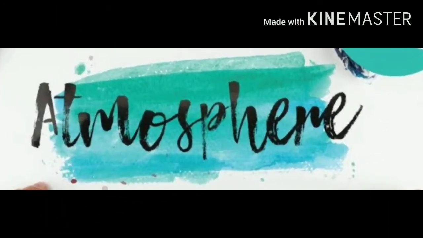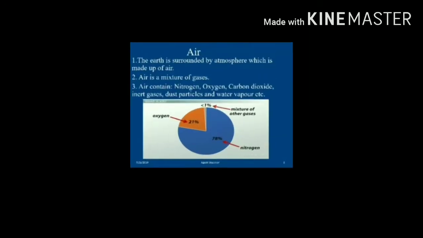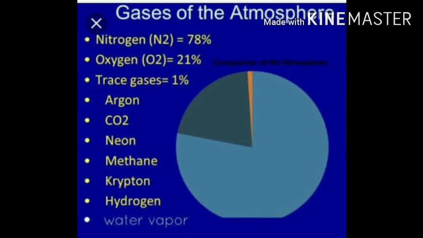Atmosphere, air. Our earth is surrounded by an envelope of air which is called as atmosphere. Atmosphere is a mixture of different gases. It contains gases like nitrogen, oxygen, carbon dioxide, inert gases, dust particles, water vapor, etc. All these gases are present in different proportions.